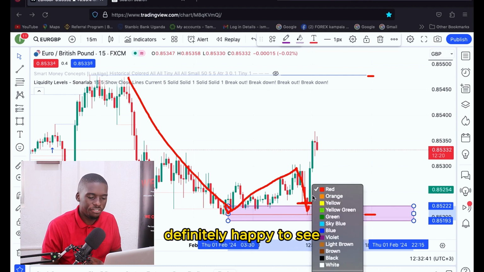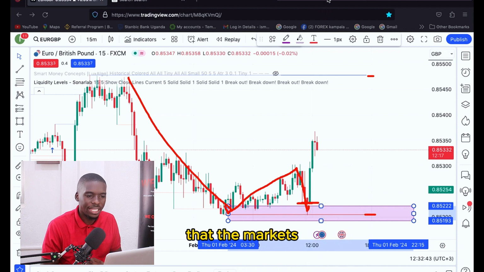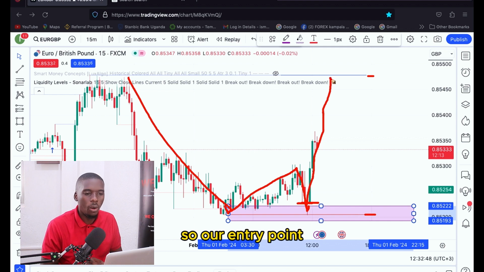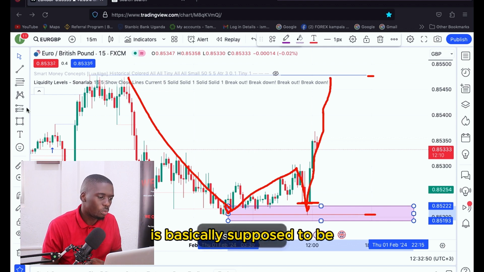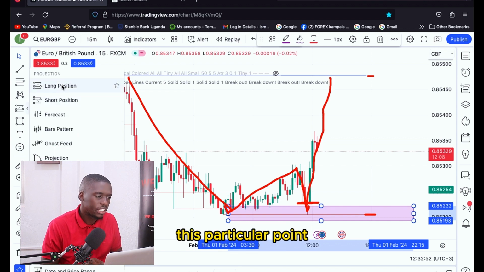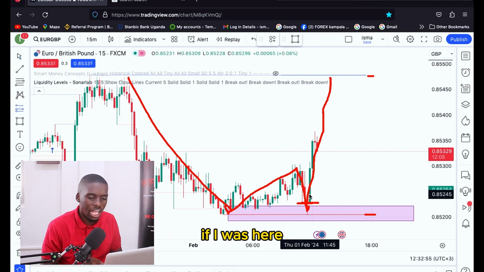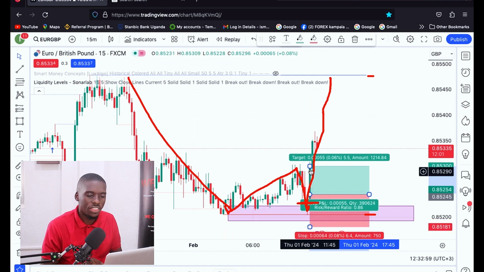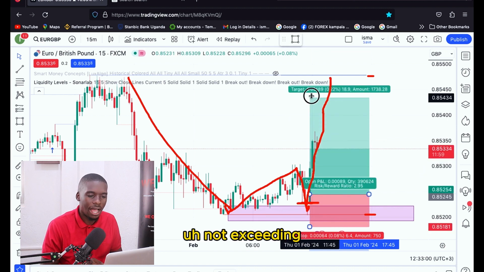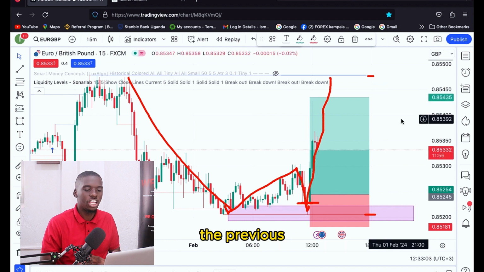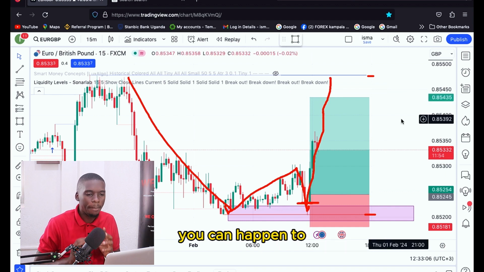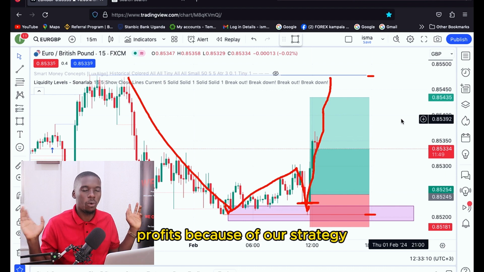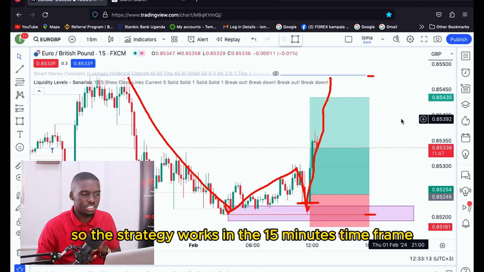Once you see that the market is bouncing off the order block, you enter. So our entry point is supposed to be at this particular point. If I was here, I'd put my buy order, put my stop loss there, and then put my take profit not exceeding the previous high. With this real life example, you can see that the trade would already be in profits because of our strategy. The strategy works in the 15 minutes time frame.